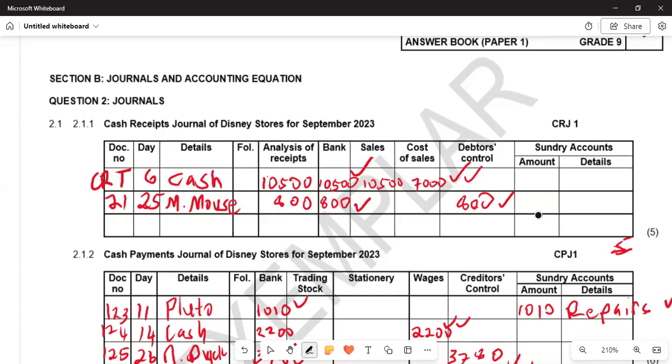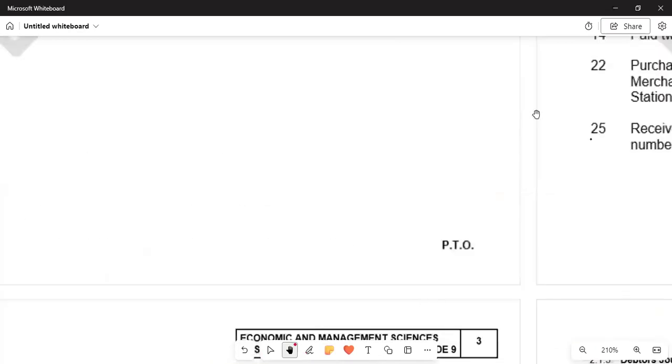Also we have bank, sales, cost of sales, and debtors control. Those are the accounts. So if the transactions say anything about these accounts, it means you're going to record those amounts under those accounts. Now we have sundry accounts. Sundry accounts only apply where we don't have those accounts specified there. For example, we have a transfer of rent there, and then under details we specify that the amount is for the mentioned accounts. Now we are going to start from our transactions.